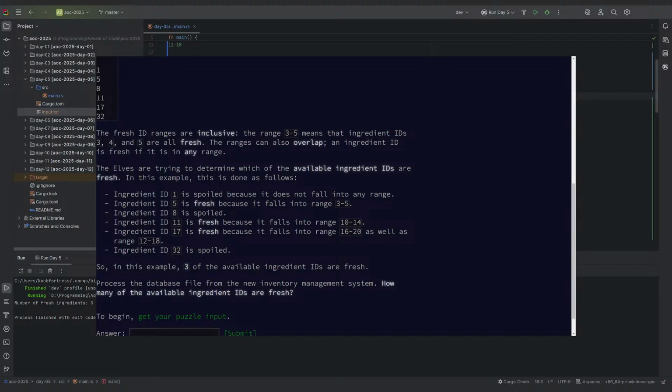Oh, this is annoying. It's correct on the example, but incorrect on the input. Oh, no. I hate it when this happens. Oh, no. What went wrong?